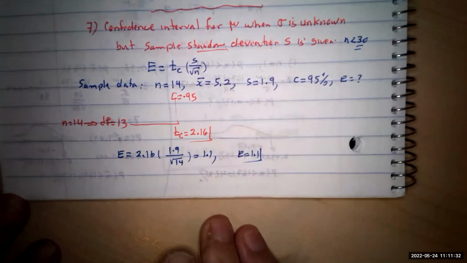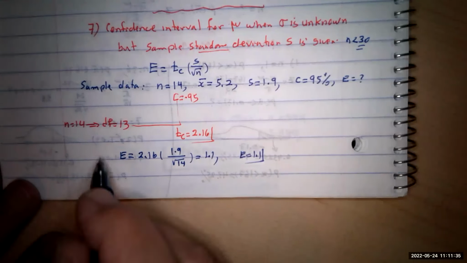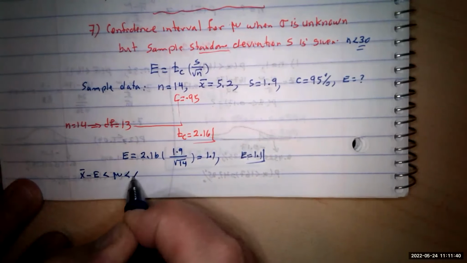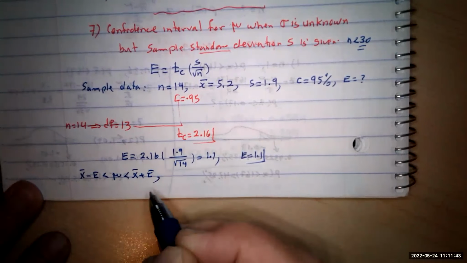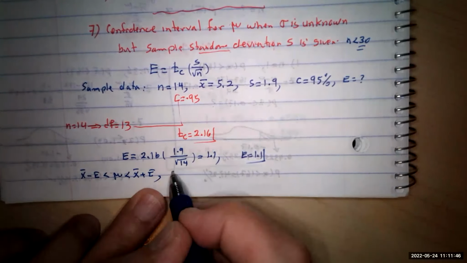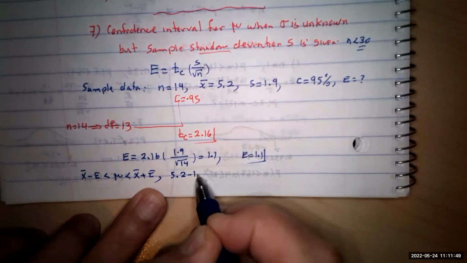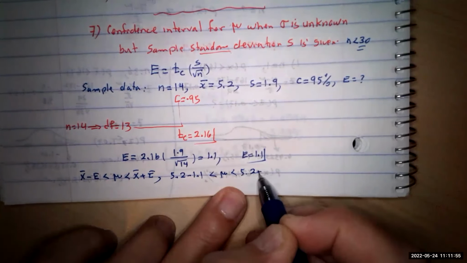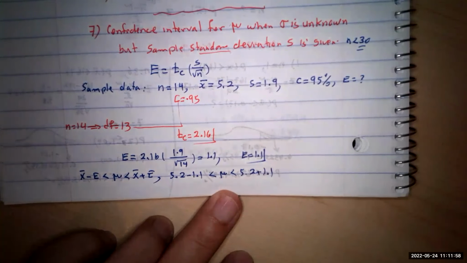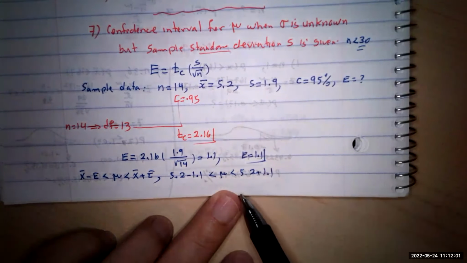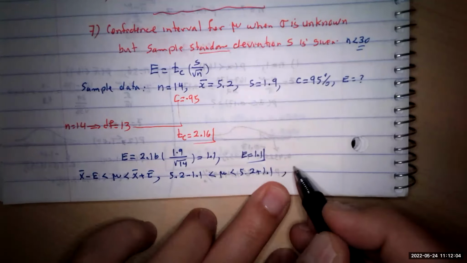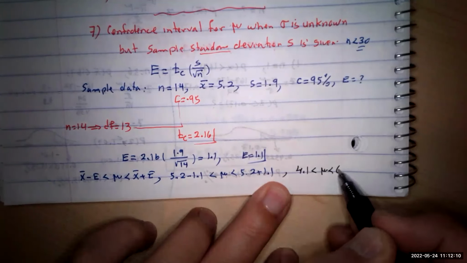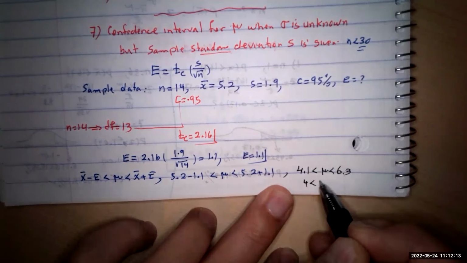1.1. Okay, you find the interval for the mean is going to be x bar minus E, less than mu, less than x bar plus E. And if you substitute, the x bar was 5.2 minus 1.1, and that's mu, and that's going to be 5.2 plus 1.1. It's a number of phone calls, so you simplify it and round it. So the number is going to be 4.1 and 6.3. So we call it between 4 and 6.